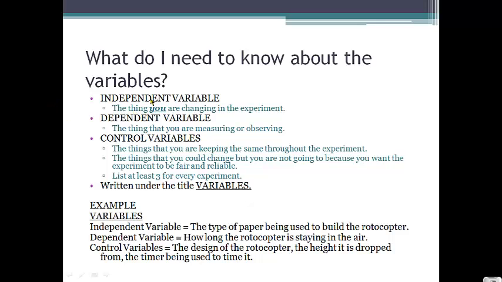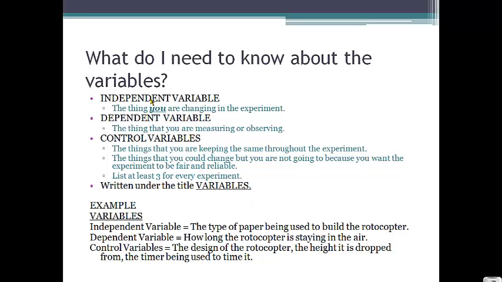Guys, when you do an experiment, this is super important. You can only change one thing during your experiment. You should have one independent variable or one thing you're changing for every experiment, and that's it. The reason why is if you change more than one thing, you have no way of knowing why you got the results you got. For instance, in our rotocopter experiment, let's say I changed the type of paper and I changed the height I dropped the rotocopter from.